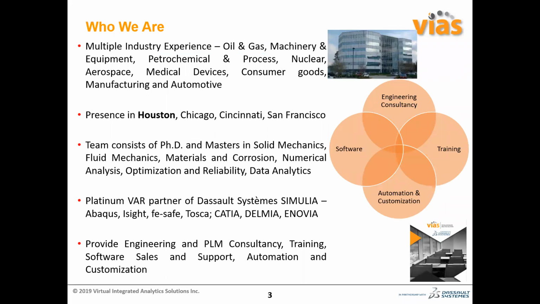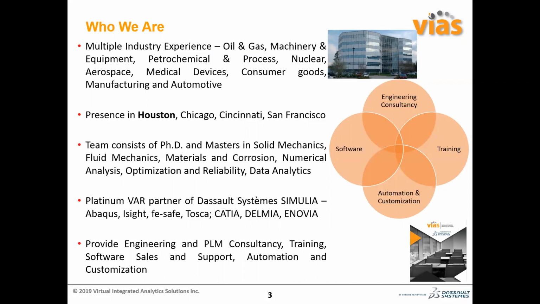Okay. So let me just present a brief overview of our company. Our company name is Virtual Integrated Analytics Solutions, and we shortly call it VIAS. We started our company at Houston, Texas in USA with offices all over USA like Chicago, Cincinnati, San Francisco, Canada. And recently we have opened an office in India as well. So we are a value solution partner of Dassault Systems. That means that we can sell these different solutions to the end user based on their requirement, and we are a platinum partner.